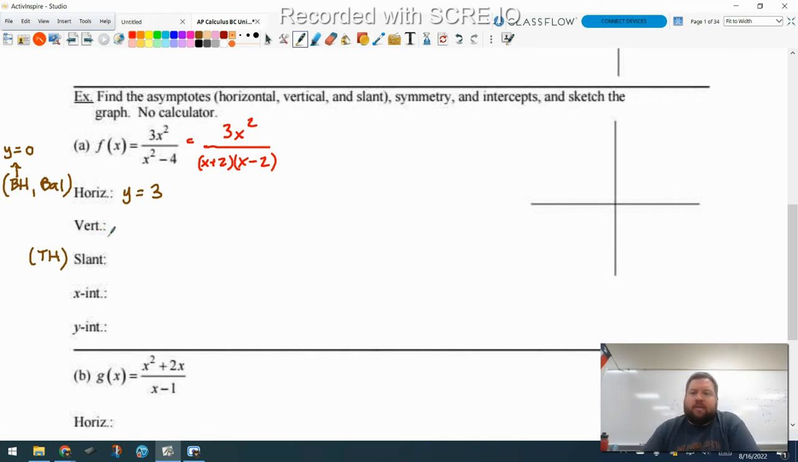I should be a little more specific there. When the denominator is 0 and the numerator is not 0. So you can't have 0 over 0. That would be something else. But when your denominator is 0 and your numerator is not 0, you get a vertical asymptote.